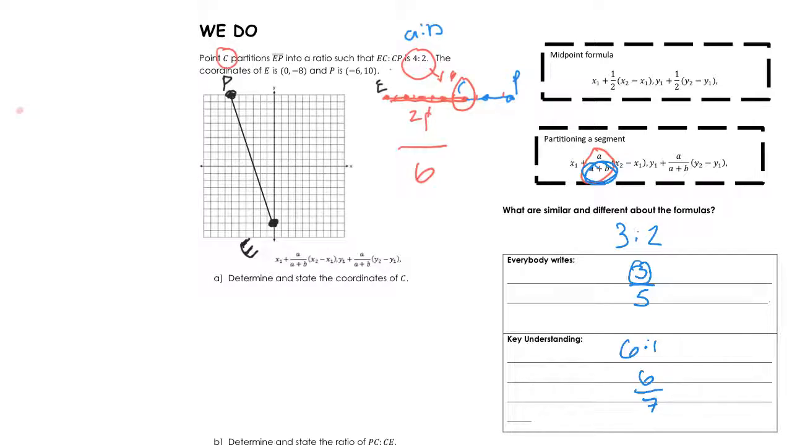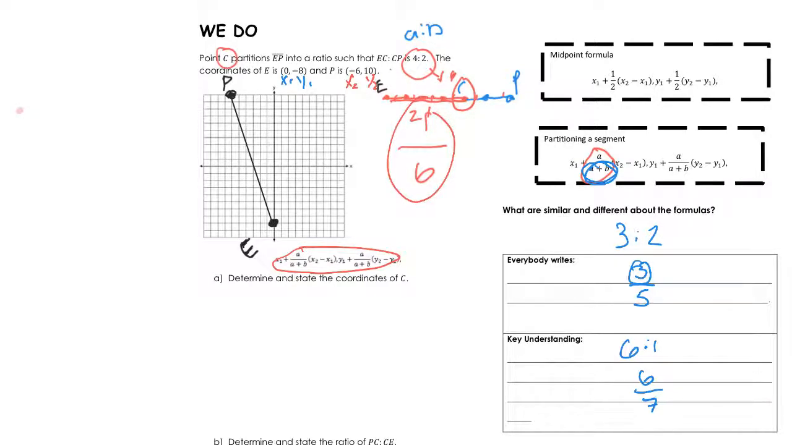So if I want to find point C here, that partitions the ratio into a 4 to 2, and the coordinates of E is 0, negative 8. Well, that's my x1, y1. And my coordinates of P are negative 6 and 10. That's x2, y2. So it's the same formula. I just got to use the fraction 4/6 instead.